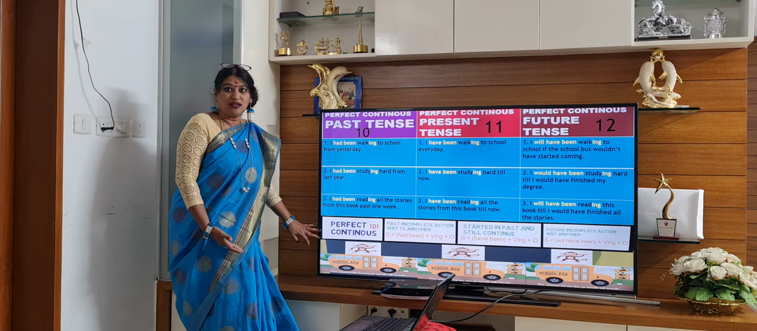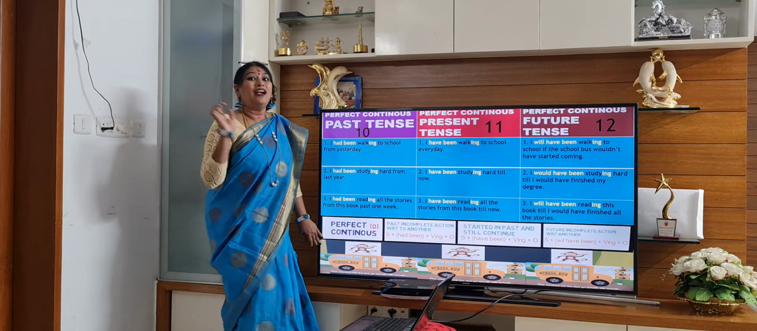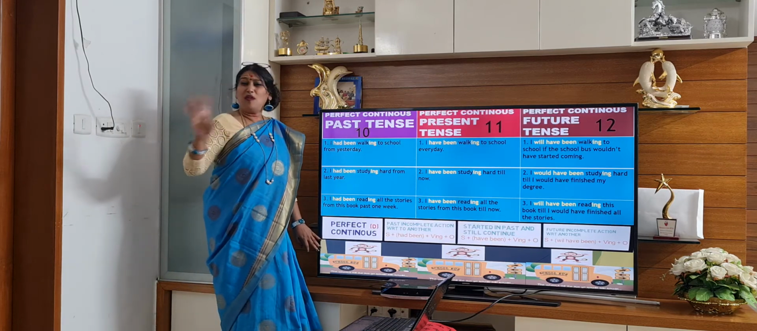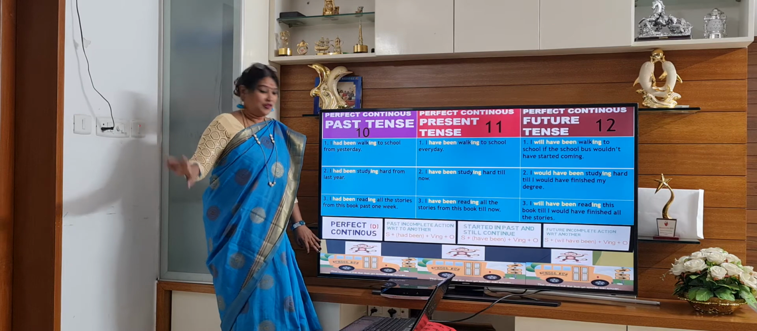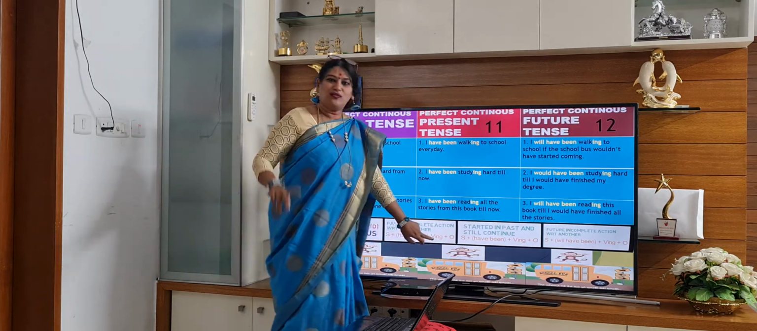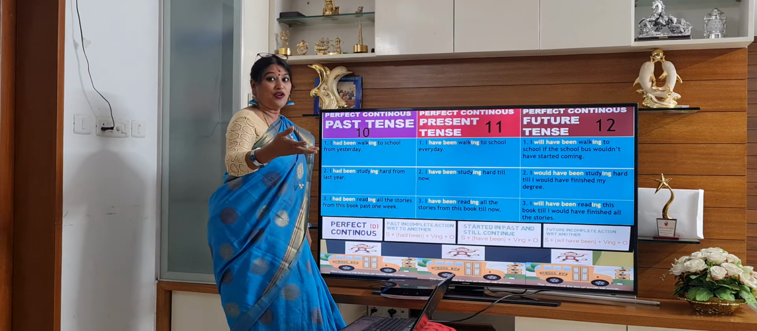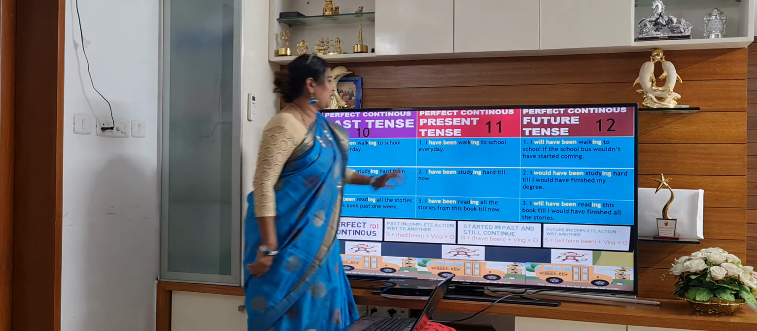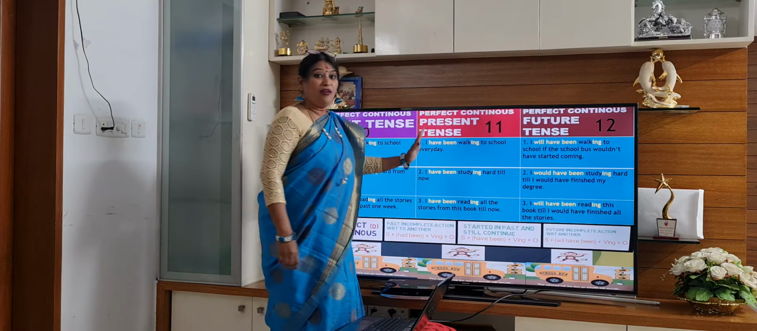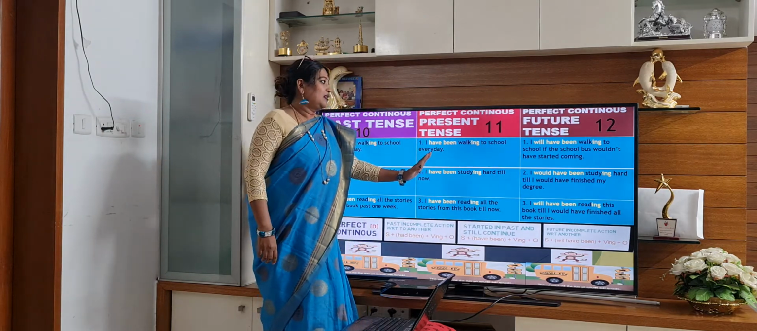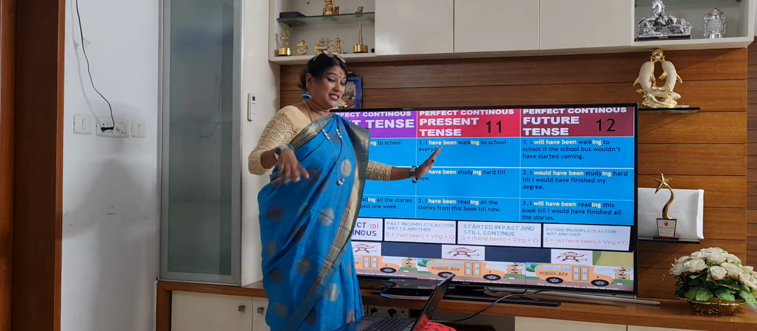That's what he's coming to say. So what you'll use? Had been and verb's first form plus ing. That's it. Got it? Had been, verb's first form plus ing. That's it. Head and body. Head and what you call tail, you attach. Okay. Now, perfect continuous, a perfect continuous present tense.